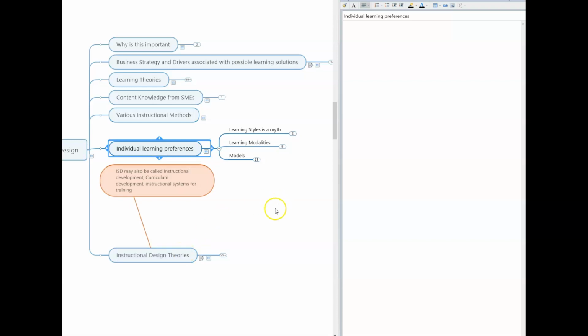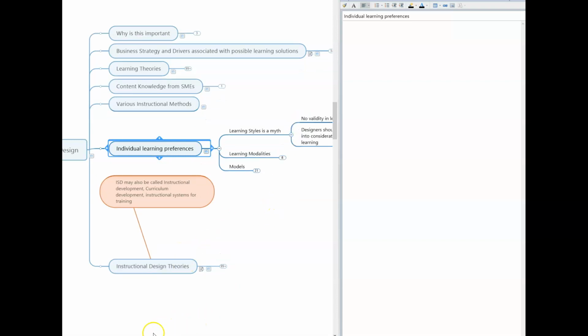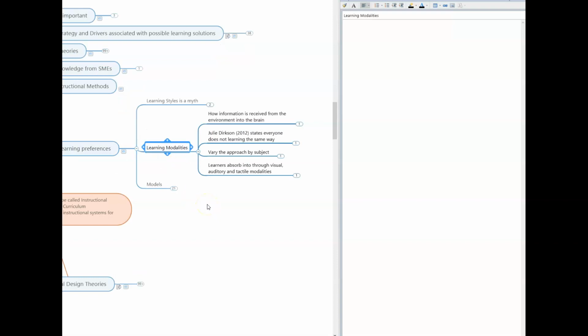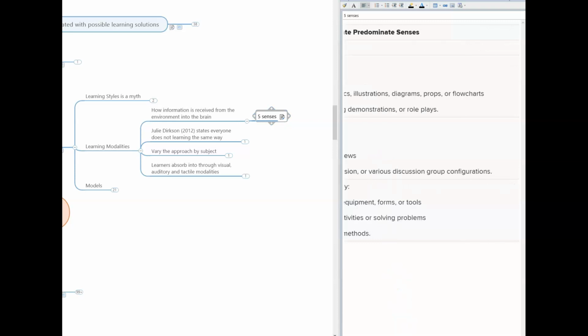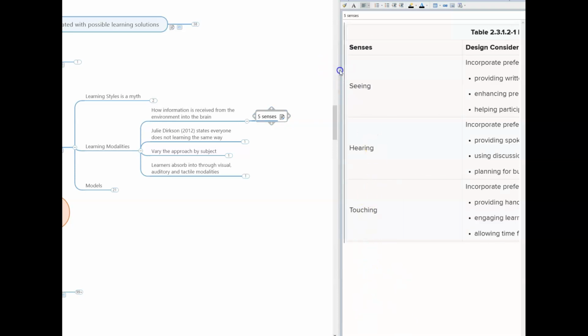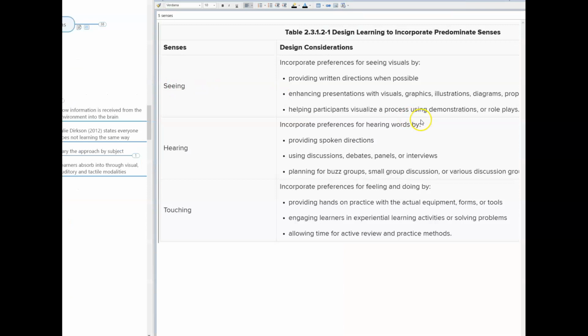Individual learning preferences. Learning styles is a myth. There's no validity in learning styles. Designers should take all modalities into consideration when designing learning. There are different learning modalities, which describe how information is received from the environment into the brain, and that's done through the 5 senses: seeing, hearing, touching, sometimes taste. It shows here some different designs to consider to make sure that you are incorporating the predominant senses.